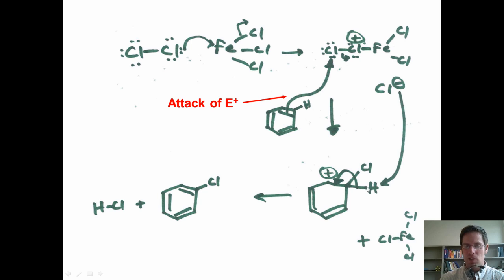Some base comes in and grabs this hydrogen, restoring aromaticity. You will see in all 5 of our electrophilic aromatic substitution reactions this type of step being repeated. The only difference between them is the identity of E+.